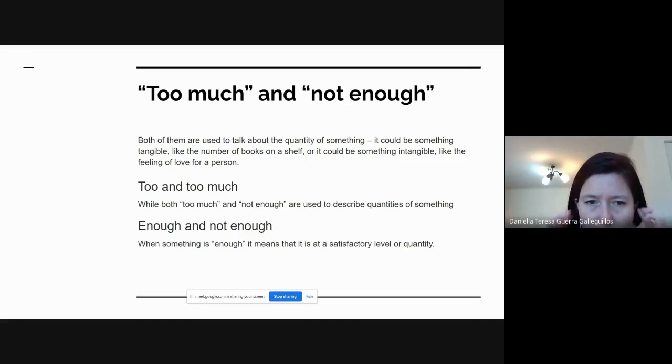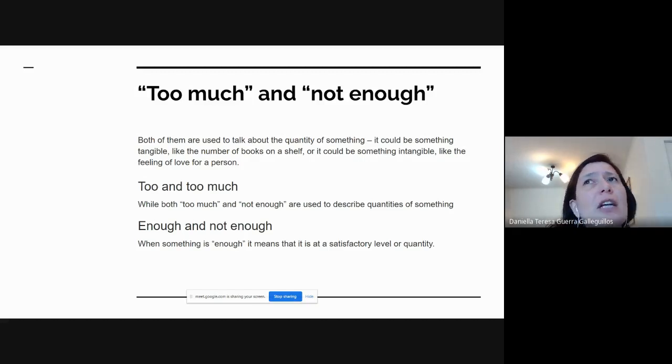When something is enough, it means that it's a satisfactory level or quantity. Exactly. As Gustavo says, we use enough or not enough to talk about the exact number of something. So, for example, if I say there is enough food, we don't need to buy more, we are saying there is sufficient food in the kitchen. So it is not necessary to buy more.